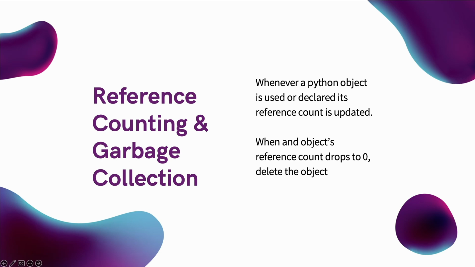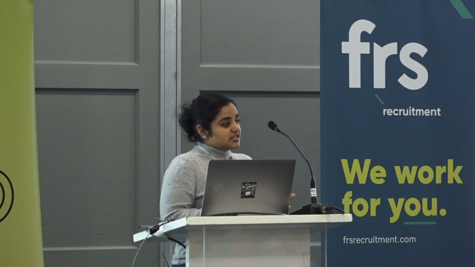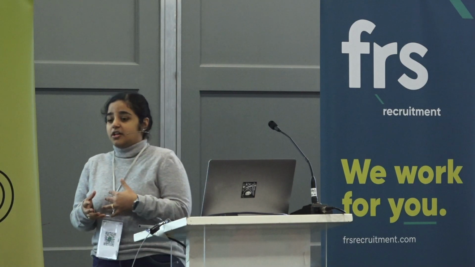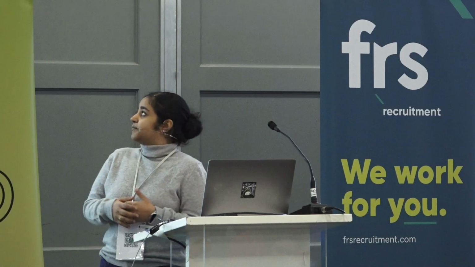Garbage collection in Python is a very simple concept. You have objects that a program uses. You stop needing those objects at some point during the program's lifetime. You want to delete those objects so that your memory is safe. How Python does this is by using an approach called reference counting.